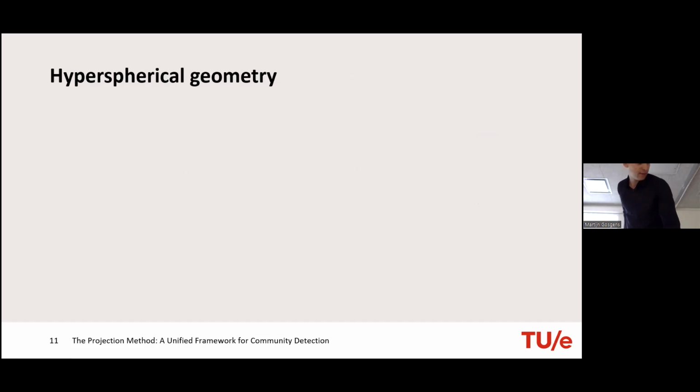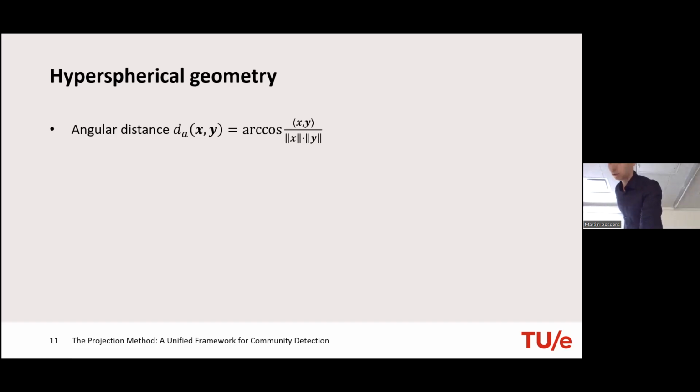Now I'm going to briefly explain some hyperspherical geometry that we will be using to understand this framework better. So we have seen the angular distance is this inner product, but then normalized.